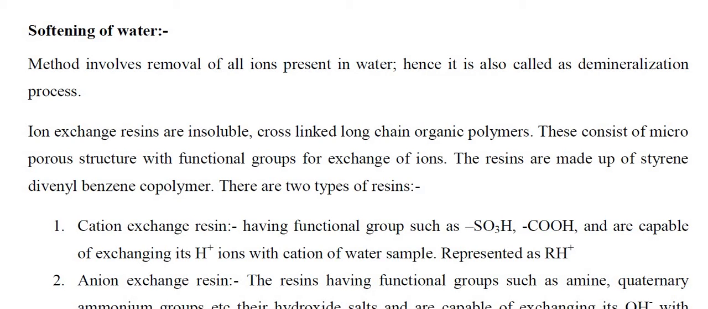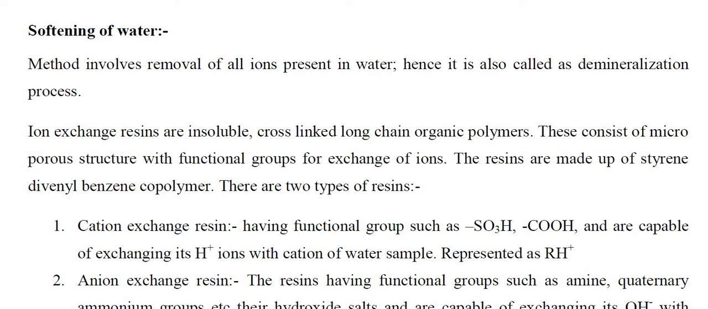Softening of water by this method involves removal of all ions present in water, hence it is called the demineralization process. Ion exchange resins are insoluble, cross-linked long-chain organic polymers. They are used in the demineralization chamber. It consists of a macroporous structure with a functional group for exchange of ions. The resins are made up of styrene divinyl benzene polymer.